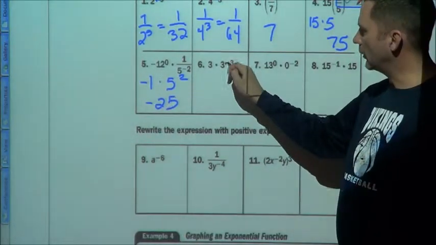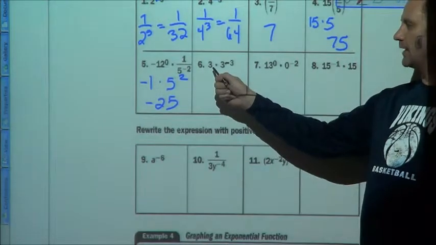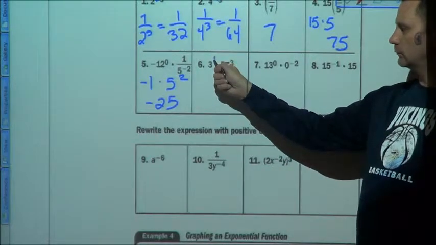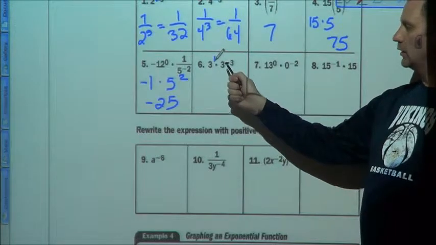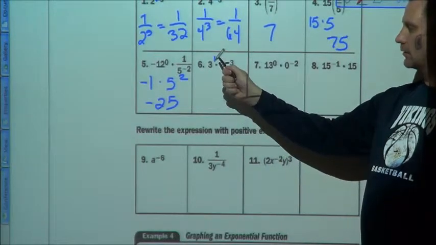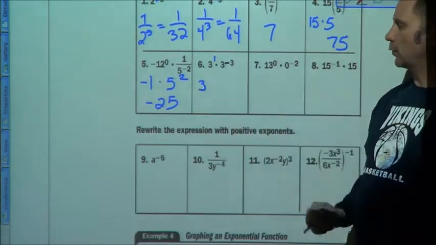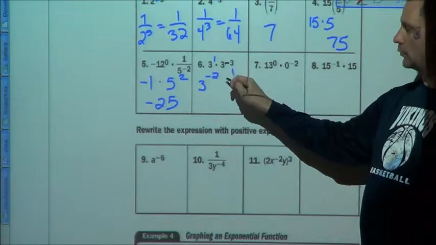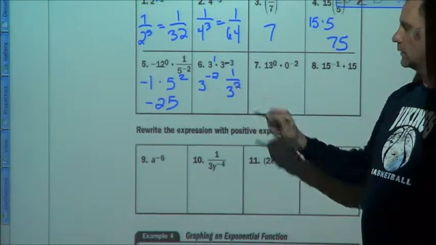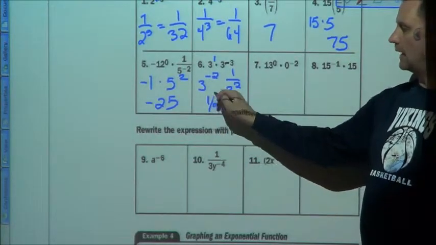It's hard to see that also. It's 3 times 3 to the negative 3. Okay, so the 3, what's the exponent on it if it's not showing? 1. These are the same base. What do we do with exponents? We're multiplying the same base. 3 to the 1st times 3 to the negative 3, you add those exponents. So 1 and negative 3 make negative 2. 3 to the negative 2 wants to go to the bottom, or 3 to the positive 2. And 1 over 3 to the positive 2 is going to be 1 over 9.